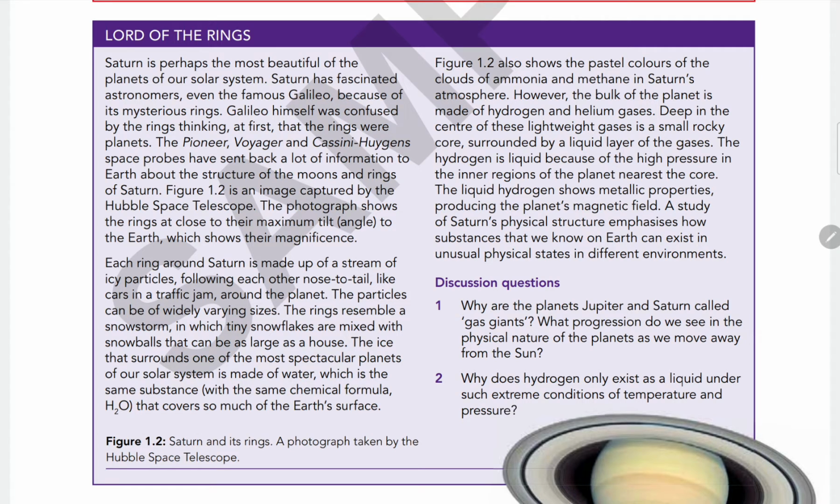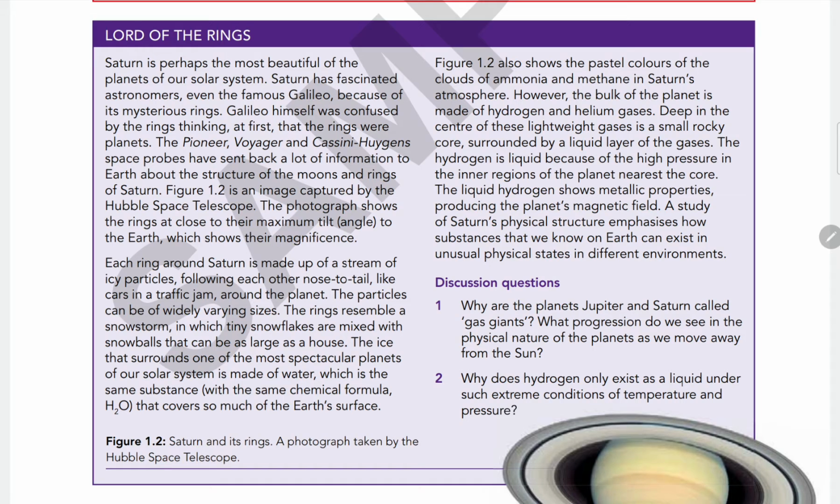So Saturn has fascinated astronomers, even the famous Galileo, because of its mysterious ring. Galileo himself was confused by the ring, thinking at first that the rings were planets. First he thought it was what? Planets. Okay.